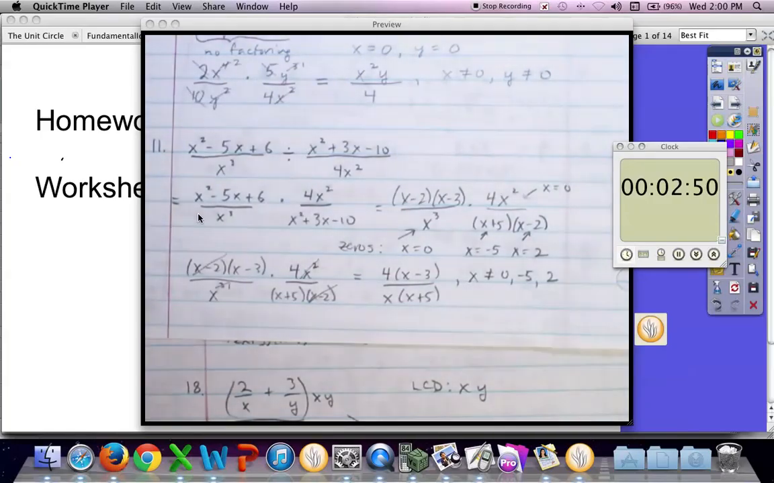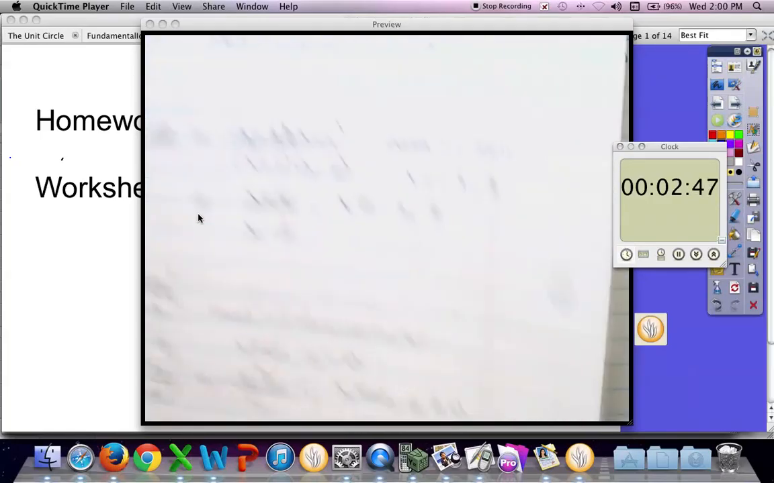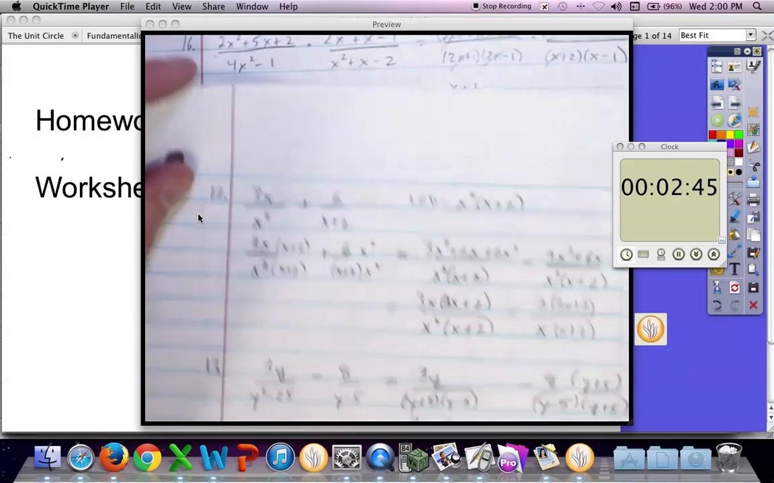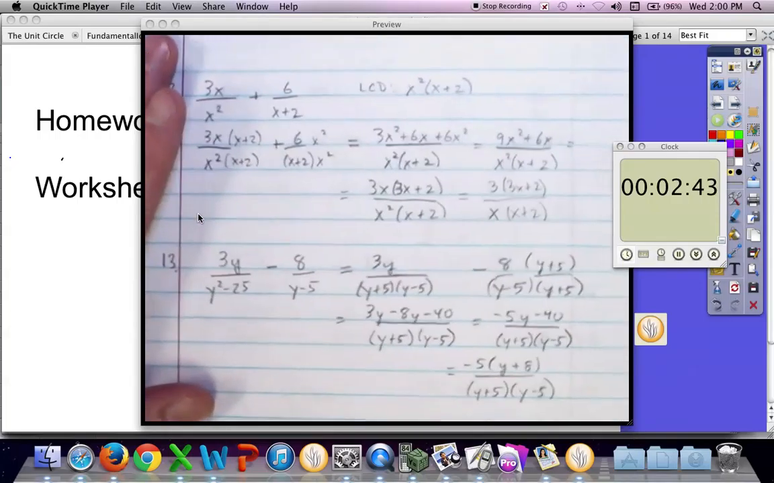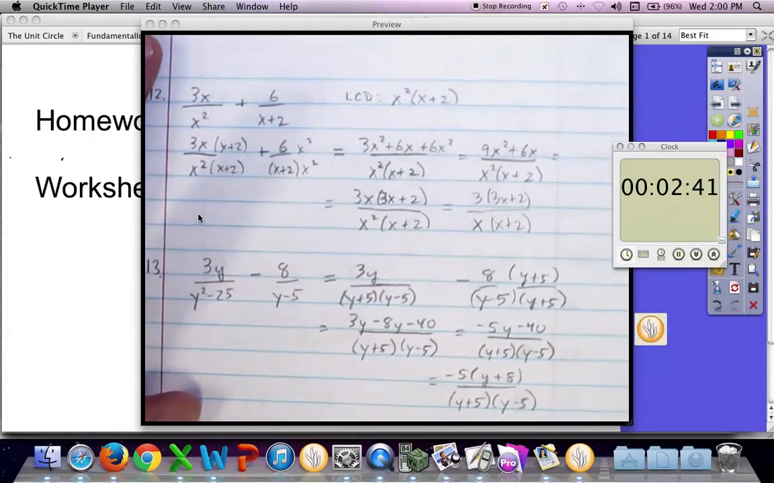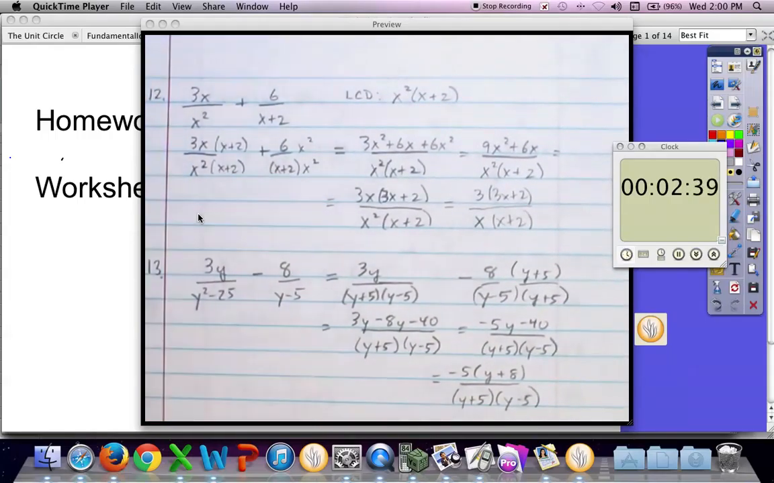Okay, that gets us up to the add and subtract. And honestly, we did better on the add and subtract than we did on the multiply and divide. Well, I usually think that the add and subtract are harder because you got to find a common denominator, but we didn't.